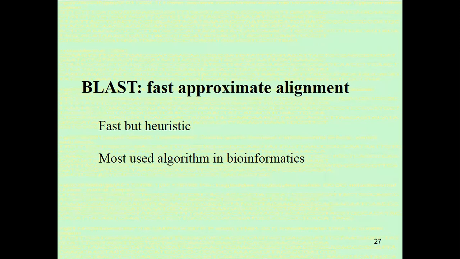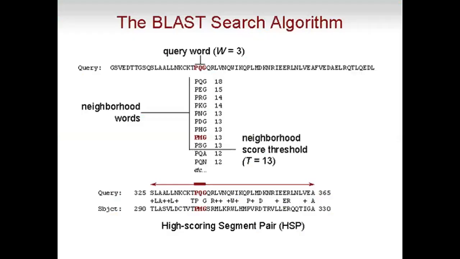Fast approximate alignment is performed by BLAST. It is fast but heuristic, and is the most used algorithm in bioinformatics nowadays. Here you can see the BLAST search algorithm, in which if you want to find a query of only 3 words, that is PQG, and neighborhood words, you have this matrix in which you have PQG, PEG, PRG, and so many more. So this is your query sequence, and this is your subject sequence.